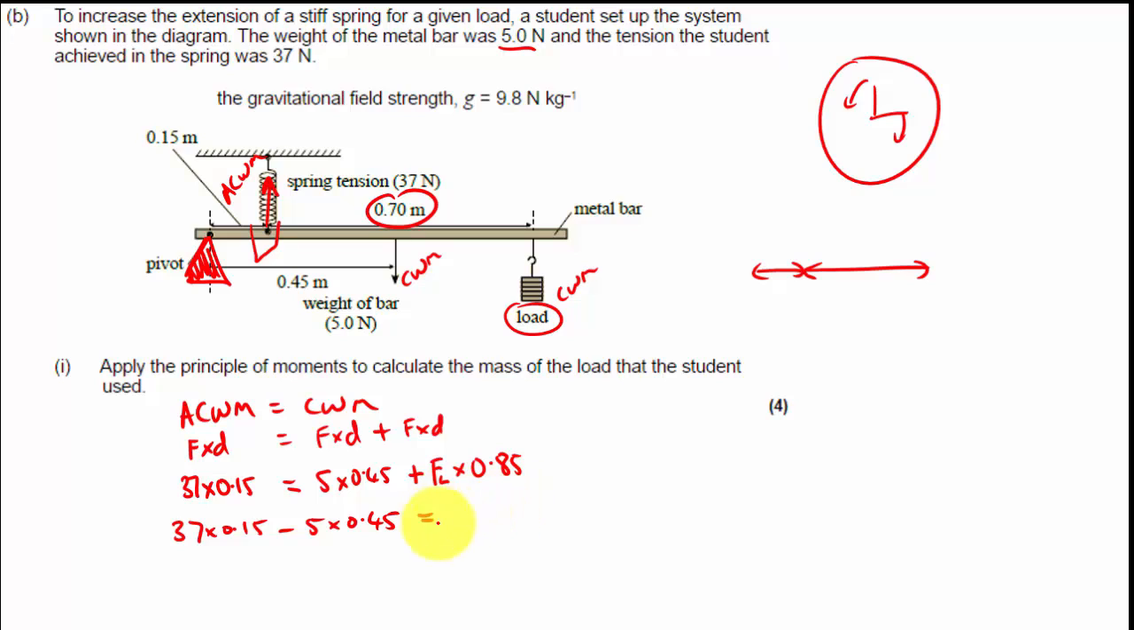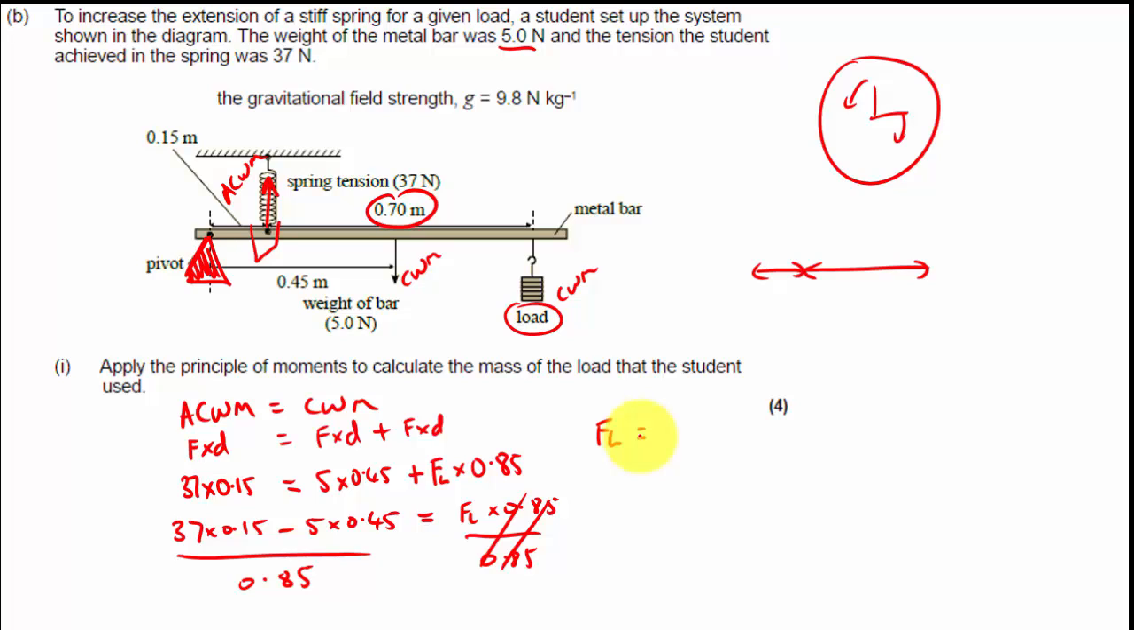Is equal to FL times 0.85. To get rid of the 0.85, I divide both sides by 0.85, which would cancel 0.85 on this side. So FL will be equal to this value. Let's work out that force first. I'll just get my calculator out.